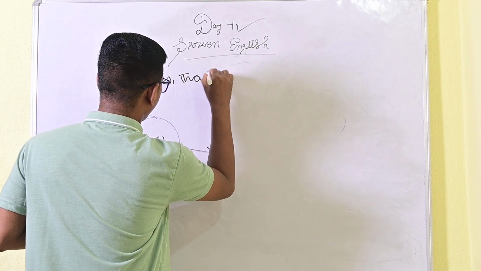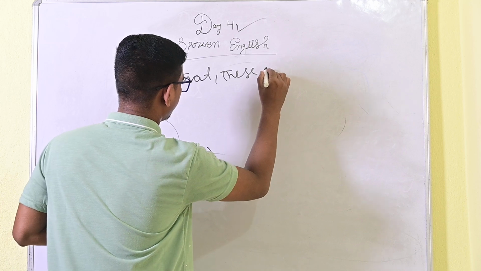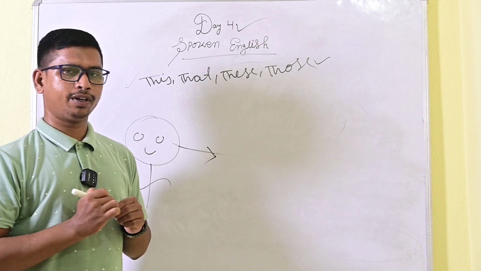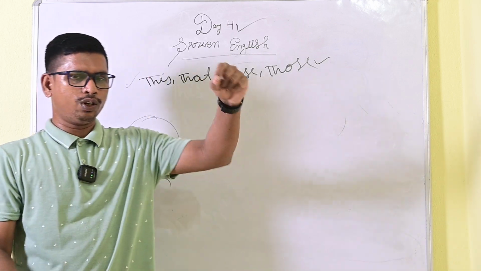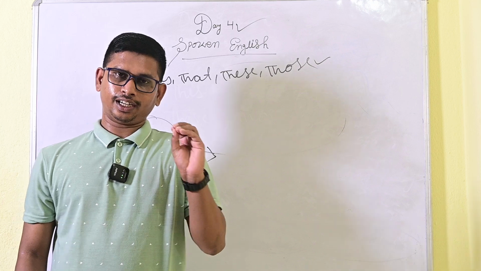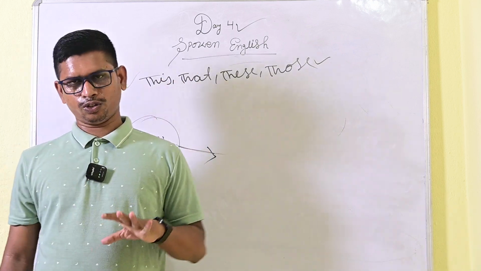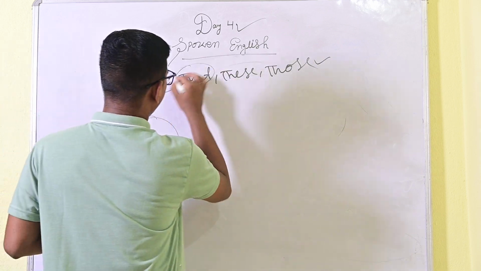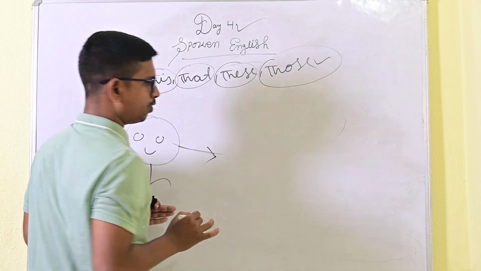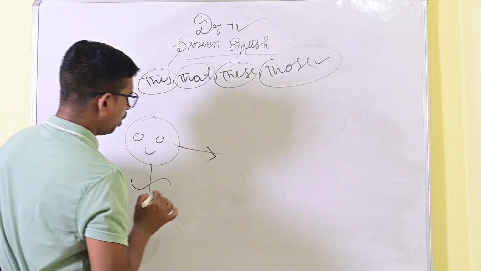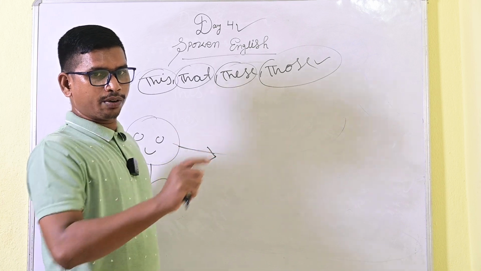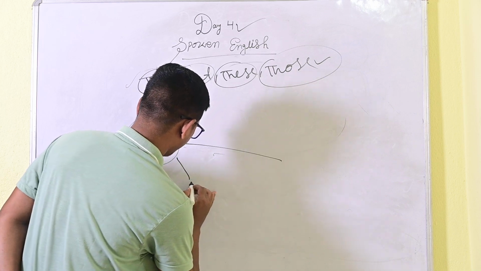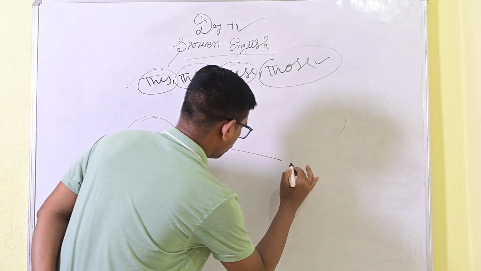this, that, these, those. Because in some cases when we talk to people, we show our finger and talk. At that time, we use this, that, these, those. And where to use this, and where to use that, and where to use these, and where to use those, you have to focus here. When we show our finger, there are two cases: one is near, one is far.